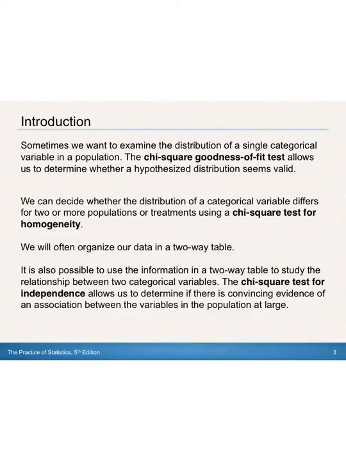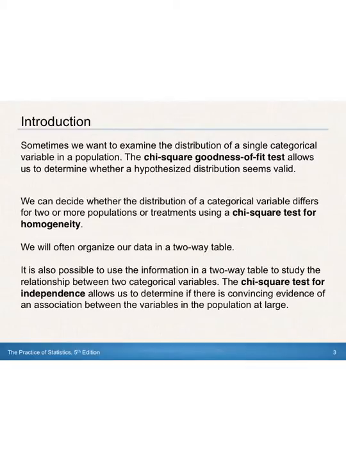This first section deals with the chi-square goodness of fit test, which allows us to compare what we expect from a distribution of categorical variables and what actually happens and see if it's statistically significantly different. We can decide whether a distribution of categorical variables differs for two or more populations or treatments. So when we're analyzing an experiment where you have more than one treatment, we need a chi-square test for homogeneity. And we will often organize our data in two-way tables.